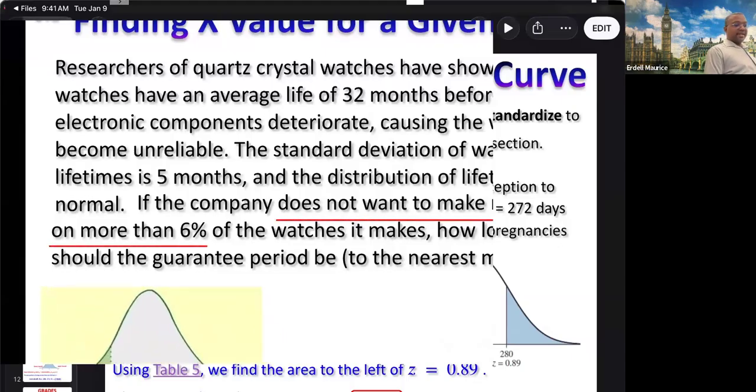The key thing is that because they want to make no more than 6%, in other words, they want 6% or less of the watches to need to be fixed. Does that make sense why it's a left tail test? They won't set that time period, but 6% or less. And so this is what we will do in SALT.